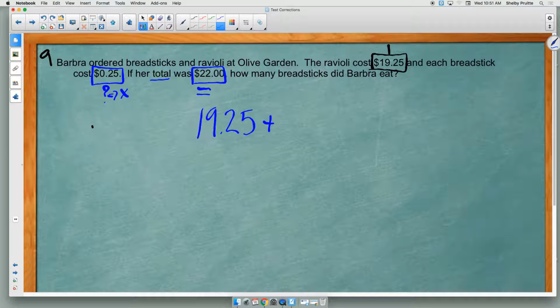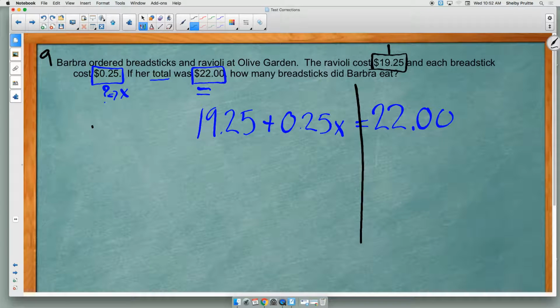The word per, P-E-R in math, almost always means you're going to be multiplying. So if I have the 25 cents times a certain amount of breadsticks, which in this case we do not know, which is our variable. And that has to be equal to her total of $22. Now from here, it's just a regular equation, two-step equation that we can solve.